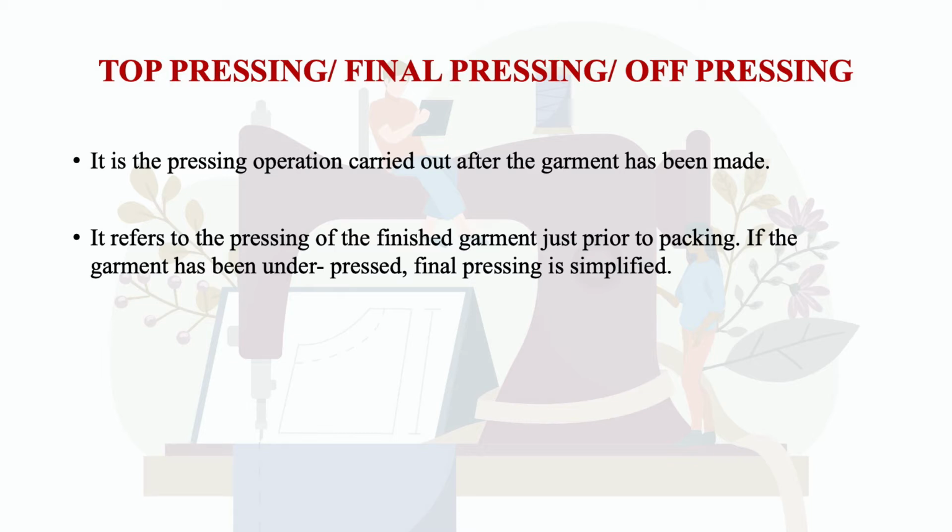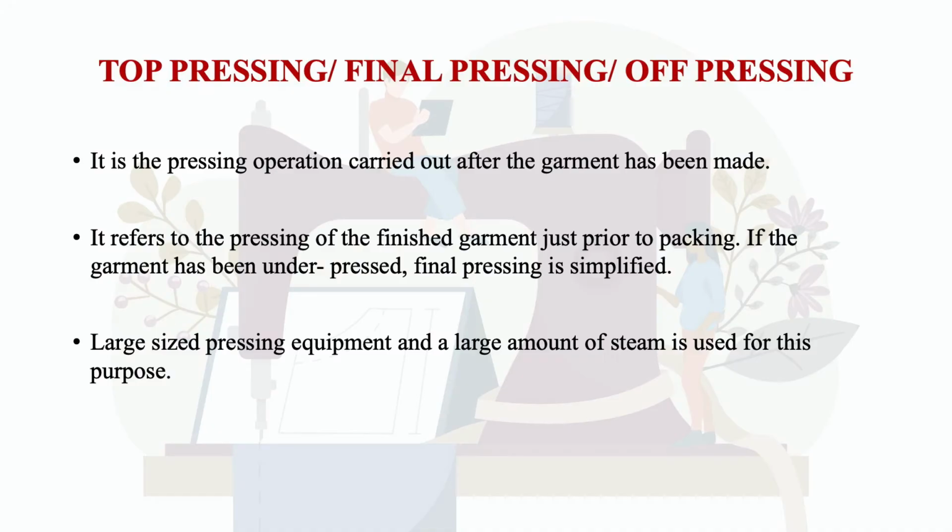If the garment has been under pressed, finer pressing is simplified. Like if we have done the pressing of every part like the pocket, sleeve or seams earlier, then when we do the top pressing, it becomes easier and we have a good finished product. And large size pressing equipment and a large amount of steam is used for this purpose. So this was about the top pressing and under pressing.